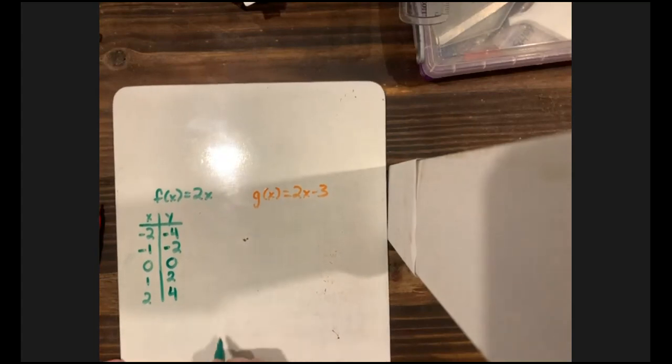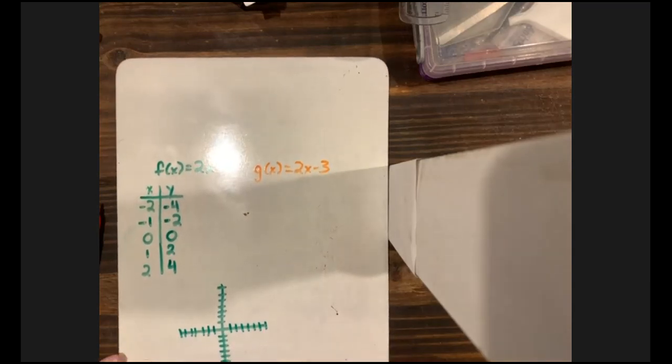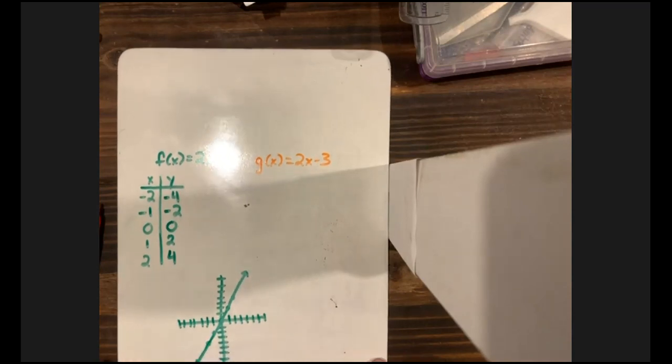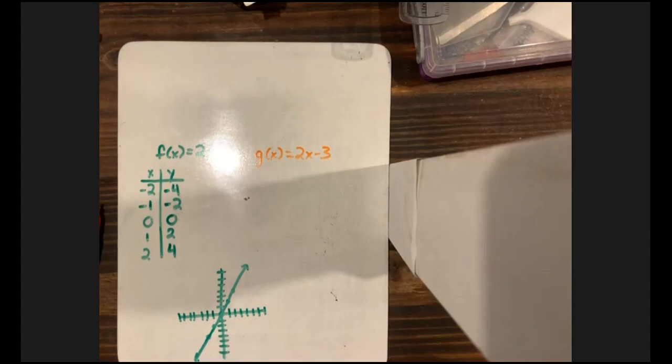Okay, so I'm just going to get myself a grid space going down here, and I'm going to plot my points. So -2, -4, -1, -2, 0, 0, 1, 2, 2, 4. Those look like they're in a line, so I'm going to connect them with a nice line and have that go both directions. Okay, so there's our graph with our table.